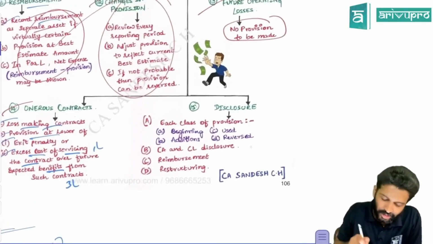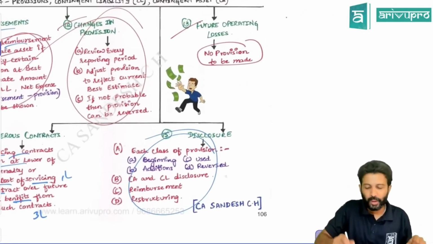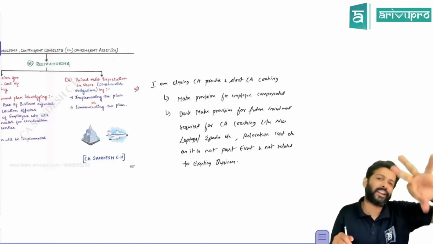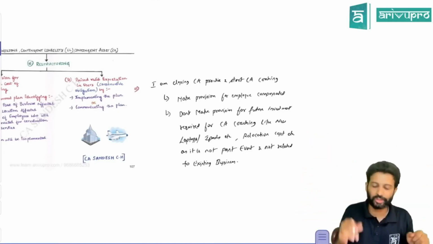Like that you write. Disclosure is not really that important over here. One disclosure is contingent asset, contingent liability, reimbursement, restructuring. All this, if you have, give a separate disclosure.